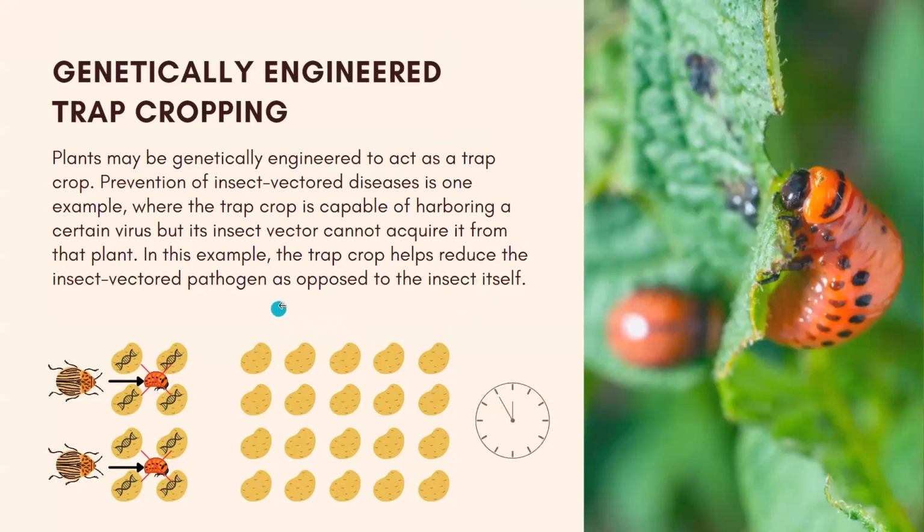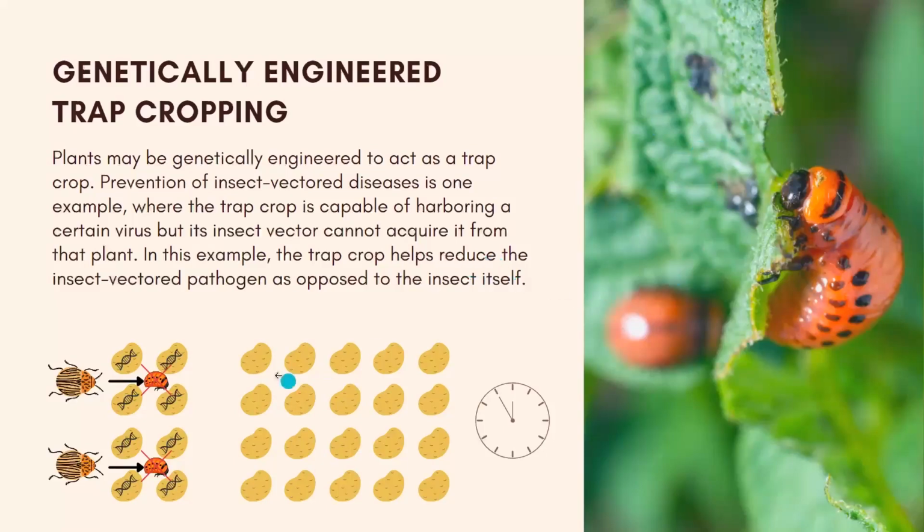So the example I listed here focuses on the Colorado potato beetle. So we usually don't see a whole lot of these in Utah, but both the adult and the larva are foliage feeders on potatoes, and they can be really destructive if they have high populations.